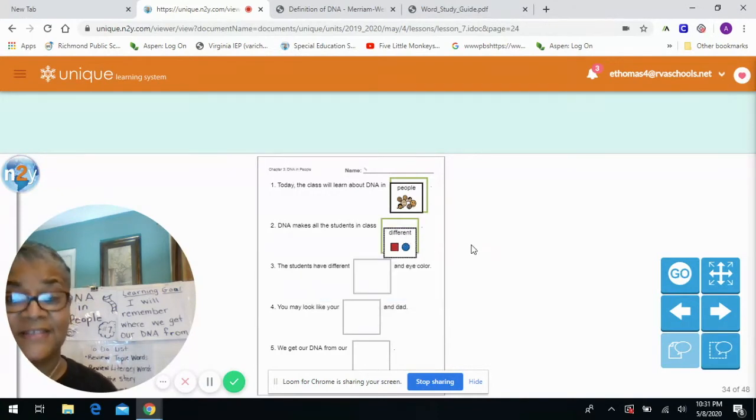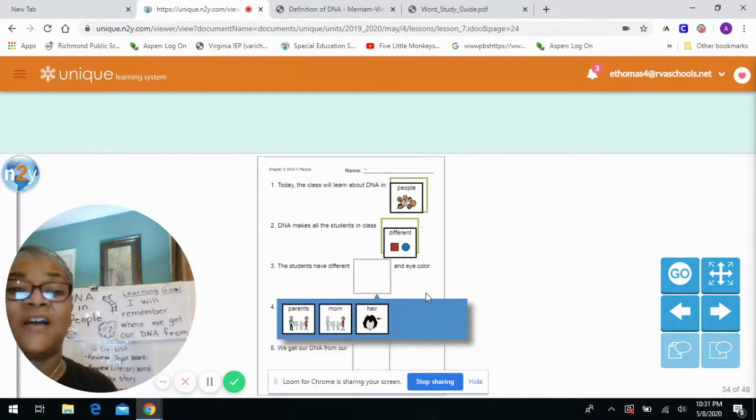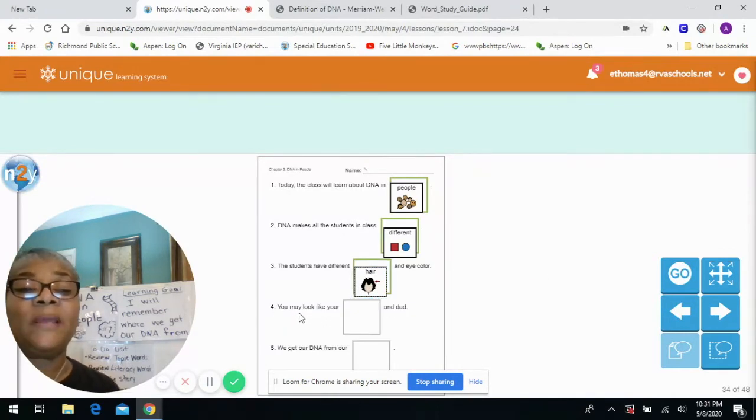Different, yes. Number 3, the students have different blank and eye color. And we were talking about that. What is it? Let's click and see what our choices are. Parents, mom, and hair. Which one? Right. Very good. You may look like your blank and dad. Who might you look like?